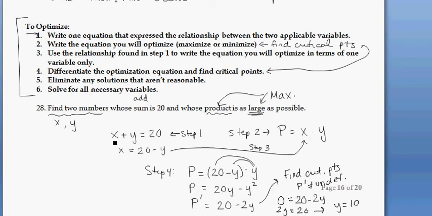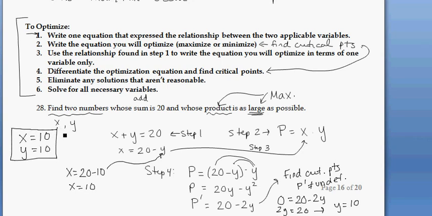If y is 10, then I go back here, and x is going to be 20 minus 10, so x is also 10. So what are the two numbers that are going to add to 20 but give me as large of a product as possible? That would be if x is 10 and y is 10.